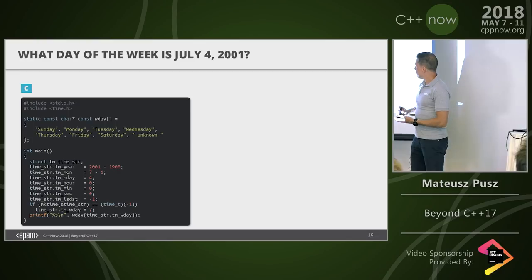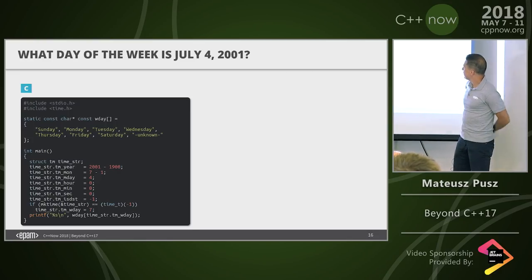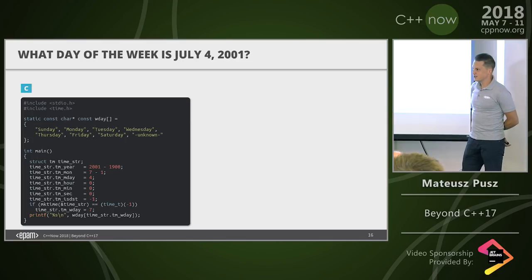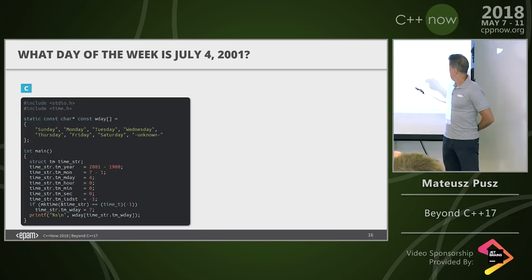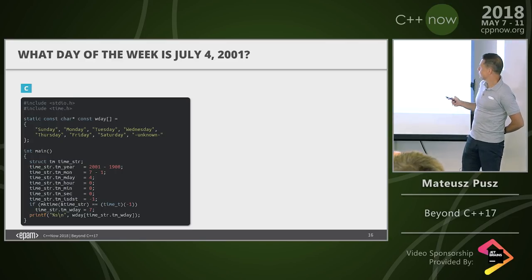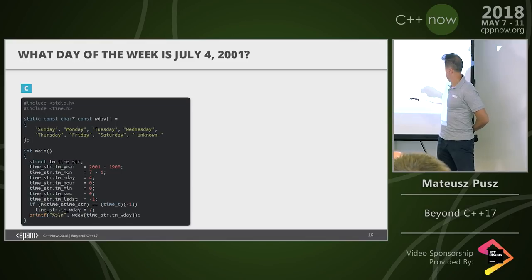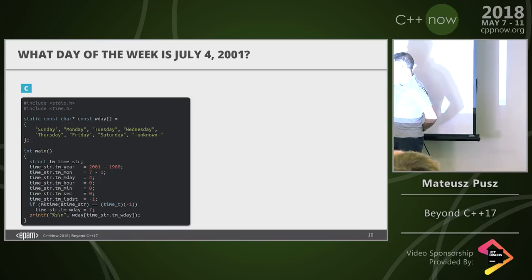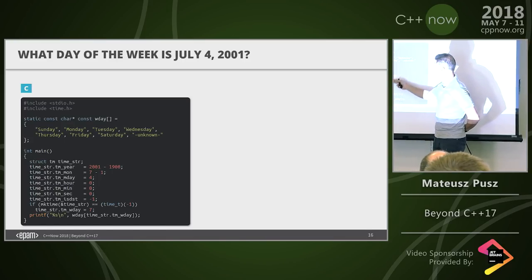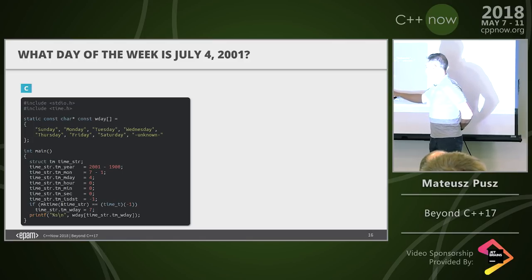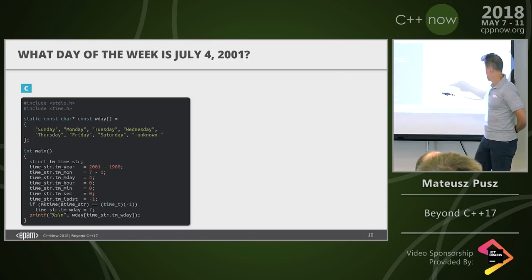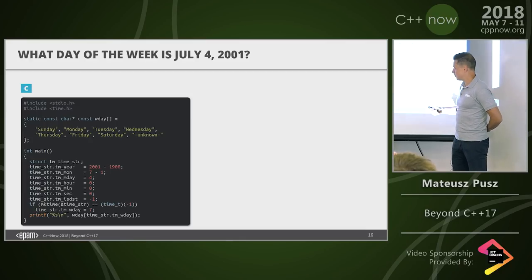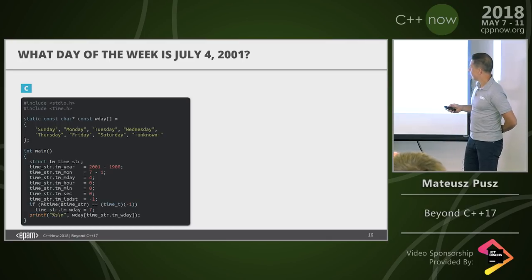Okay, moving forward, this is how you right now handle dates in C++ and C, because we don't have direct support for this in C++. If you want to find out what day of the week July 4th, 2001 is, you have to write something like this. You have to use this struct tm from C. You have to do some strange calculations in order to fill in all the information. You also have to fill in information about daylight saving time, or minus one if you want it automatically determined. And in order to print it, you have to provide some simple array with strings.